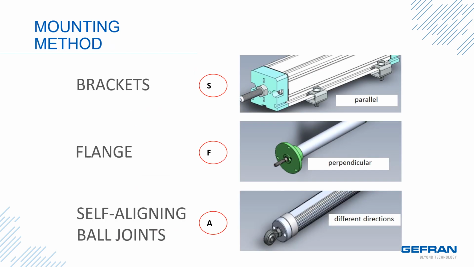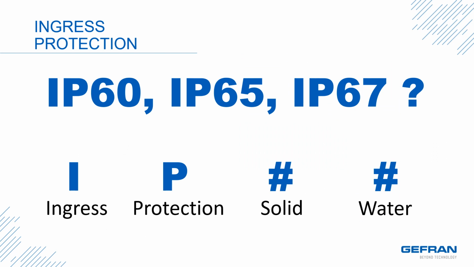Mounting methods. There are 3 main types of mounting methods for linear transducers: brackets, flange, and self-aligning ball joints. Ingress protection. When looking at specifications, you'll see IP60, IP65, or IP67. So what does that mean? The first letter I stands for ingress. The second letter P stands for protection, followed by two numbers. The first number indicates the protection against solids, and the second number indicates protection against water.